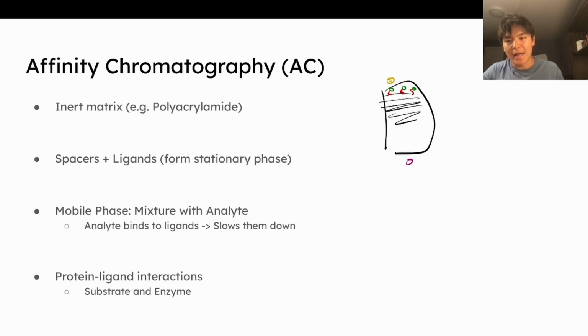And that's sort of how affinity chromatography works. I don't want to go through the procedure since I'm myself not too familiar with that, but this is the concept of affinity chromatography.